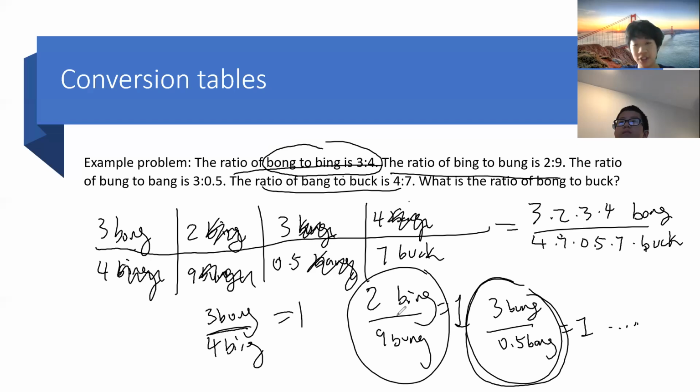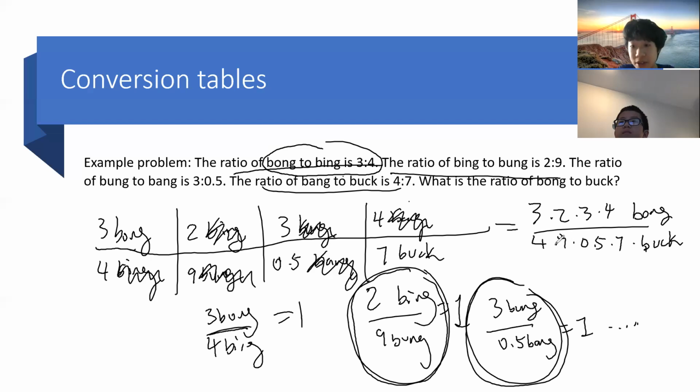This is just a ratio between bong and buck. So this is how conversion tables work. We set up this table and we multiply it by these conversion factors, which all equal 1. So it's not going to change the actual ratio. It's just going to change the units, and the words will cancel out. All that we have left is bong over buck.